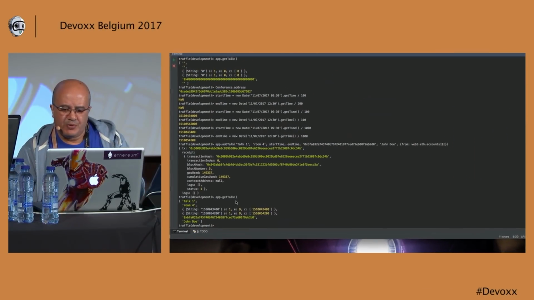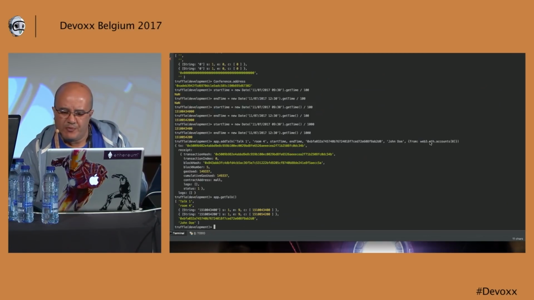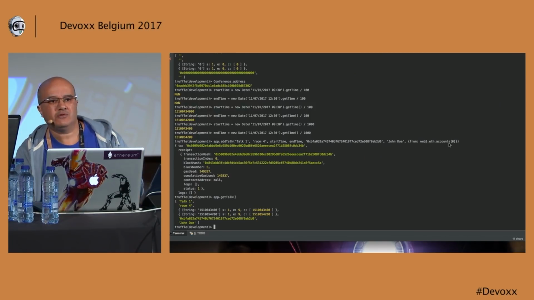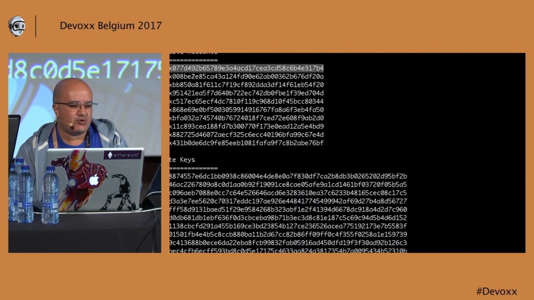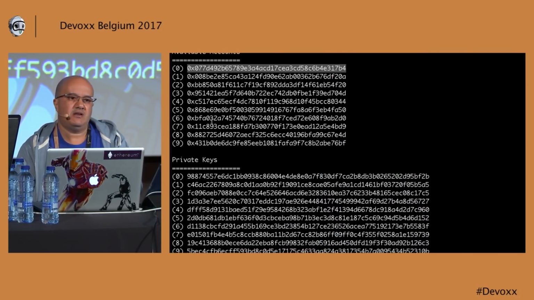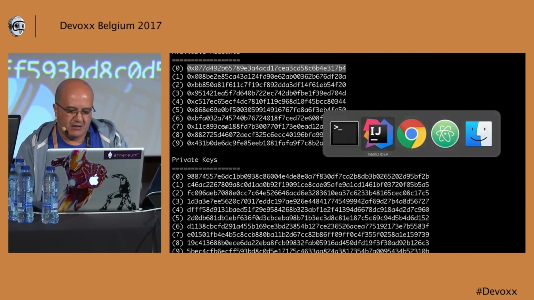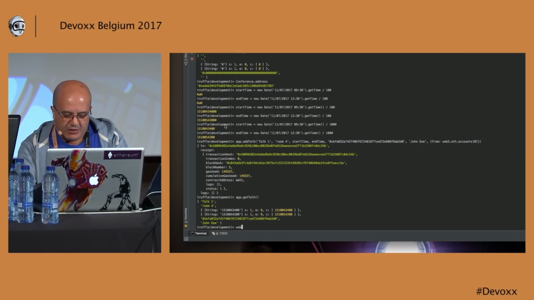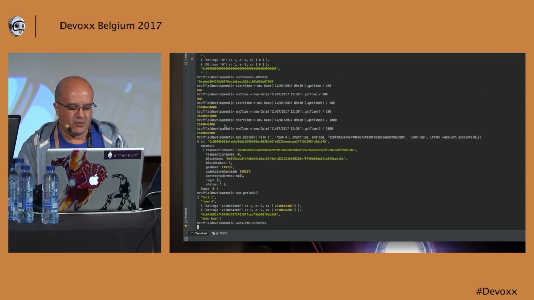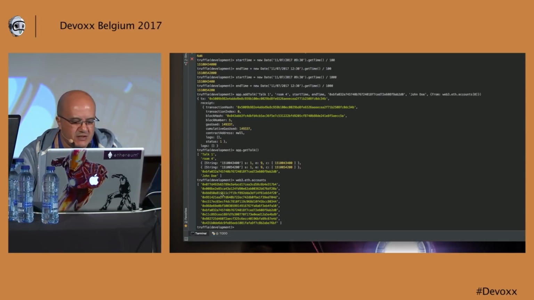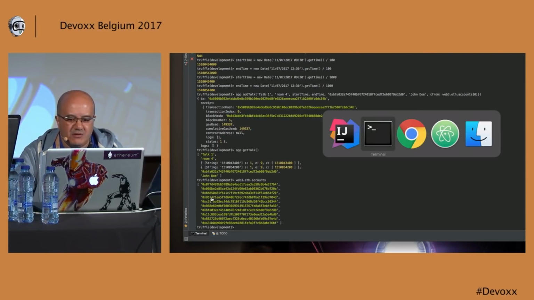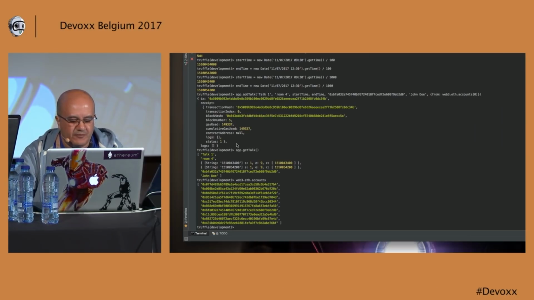And remember this address, Web3 ETH account 0. As you can see here, TestRPC is creating for us 10 public keys, and they are available here on the console by typing web3.eth.accounts. We have an array of these accounts. You can see that they are the same, okay, hopefully.